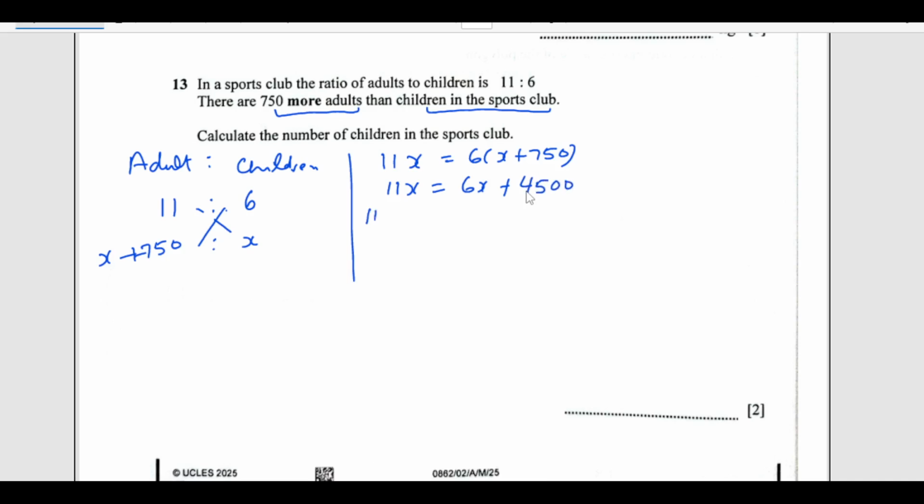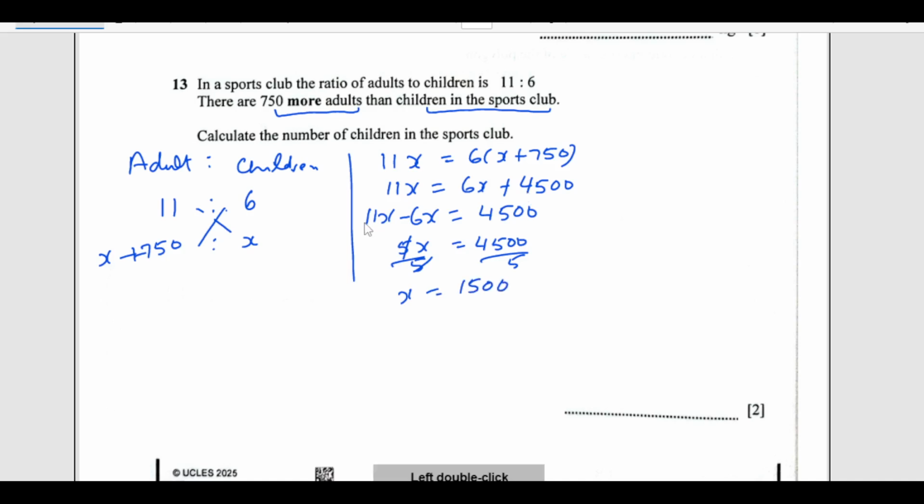4500. So 11x minus 6x is 4500. So this is 5x, and then we will divide both sides by 5. So we got x equals 1500. This is the value of x.